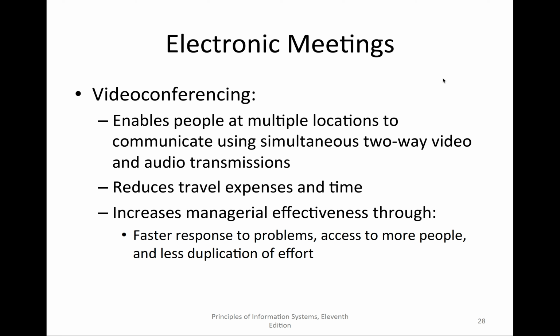Benefits: it reduces travel expenses and time. And also, I record the videos and post them to Moodle, so even if you missed the online session, you have the chance to watch it again. It increases managerial effectiveness through faster response to problems, access to more people, and less application of effort. And I said the recording and posting on Moodle is parallel with the aim of less application of effort. If you already asked a question which is answered in the online session, you can watch it. It is the same for businesses as well.